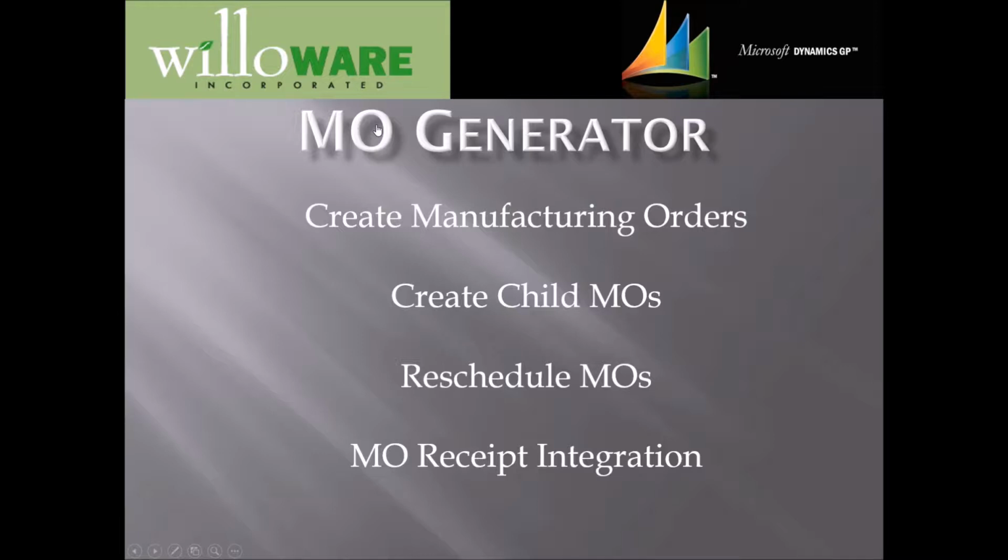For example, planning or forecasting software can use MO Generator to create manufacturing orders, or a shop floor control system can use MO Generator to create and post MO receipts. MO Generator can enable a new level of efficiency and integration by providing the tools needed to connect GP manufacturing to the external world. This demo will provide an overview of each utility and a brief look into setting up the integrations.